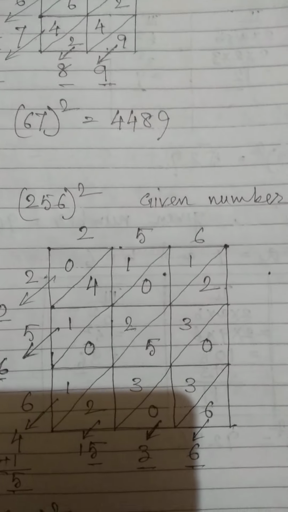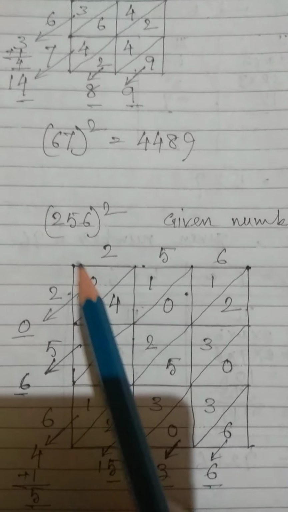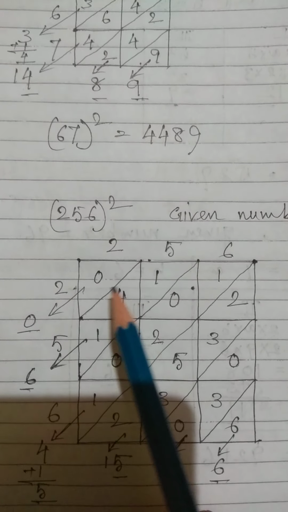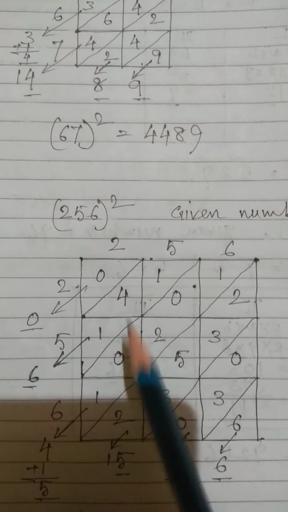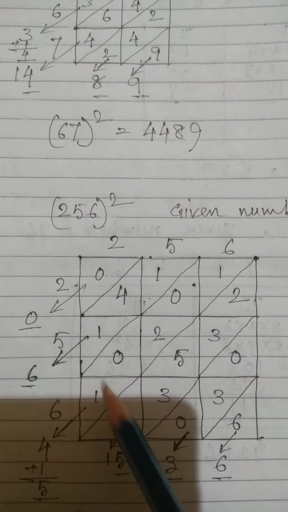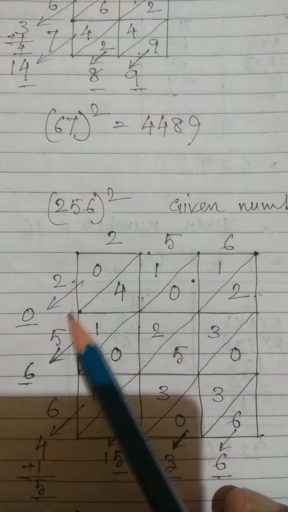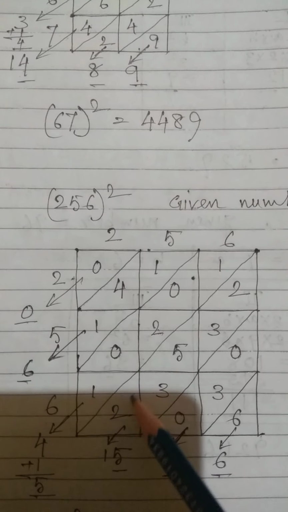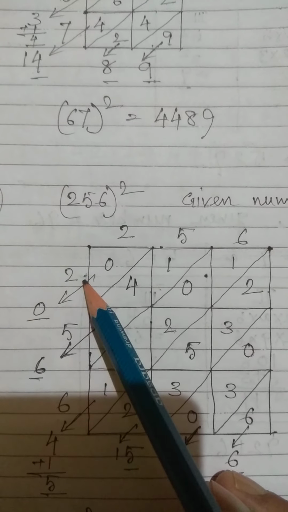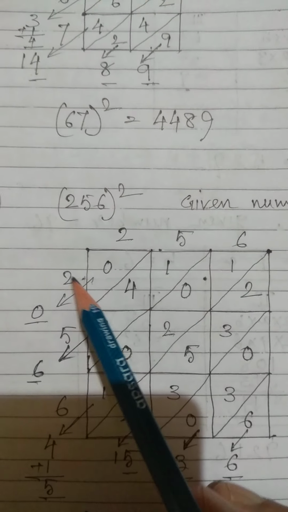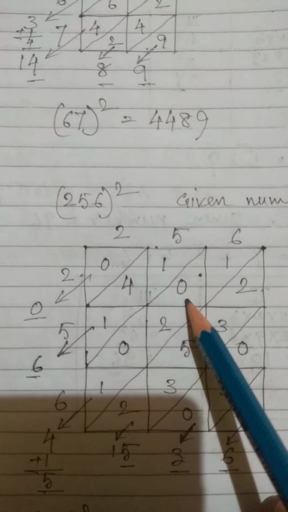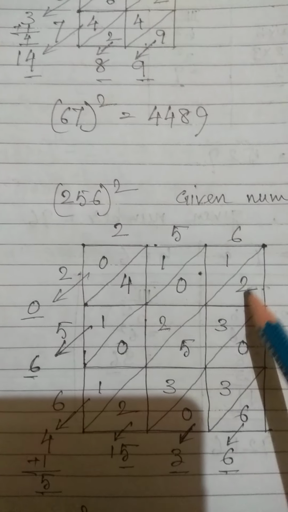Now in this method, find the square of a 3-digit number, 256. Since there are 3 digits, there are 3 columns and 3 rows, and there are a total of 9 boxes, and draw the diagonal in each box. And there is 256 and there is also 256. So 2 2s are 4, write 0 and 4. 2 into 5, 10. 2 into 6, 12.